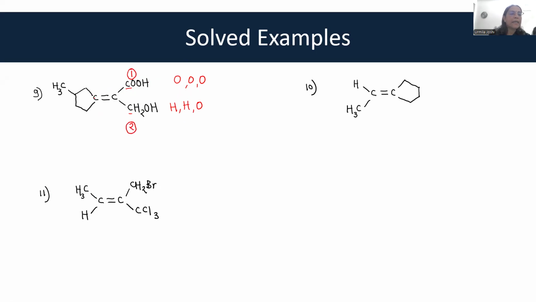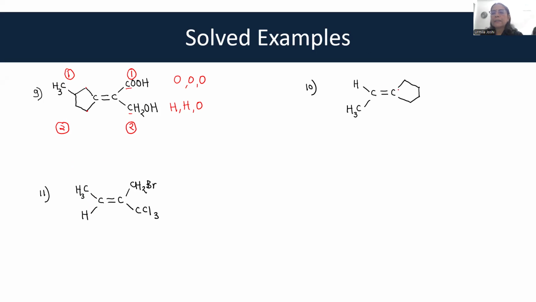On this side, just have a look. First atom attached is CH2 and CH2. In the second atom attached, here is an additional CH3. So this side gets priority number 1 and this side gets priority number 2.